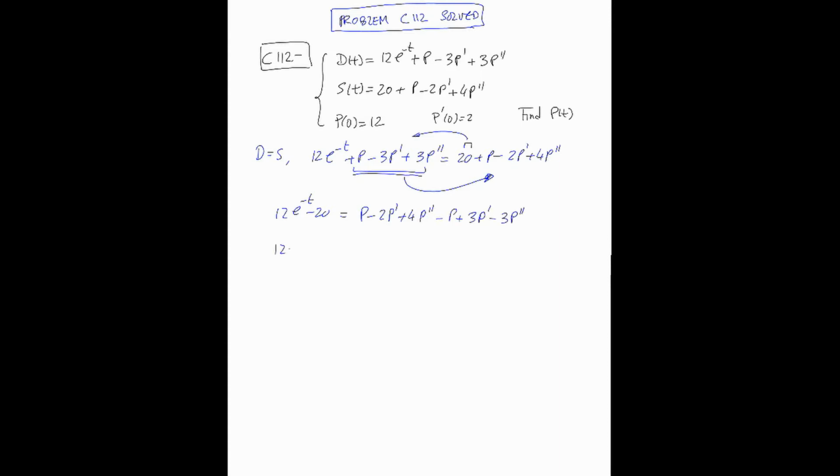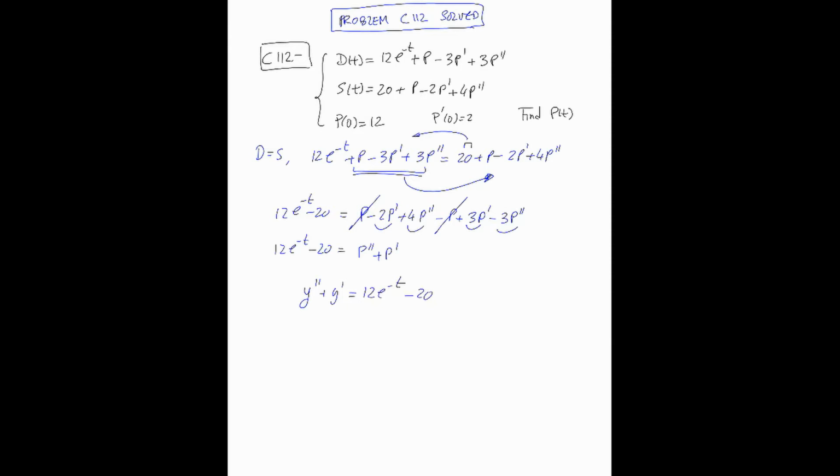So 12 e to the minus t minus 20 equals, these terms cancel, the second derivative is 1 left, and 3p prime minus 2p prime is plus p prime. So the equation to solve in terms of y is y double prime plus y prime equals 12 e to the minus t minus 20.